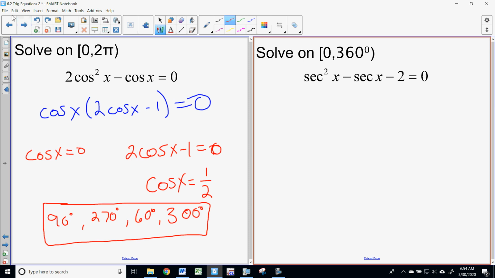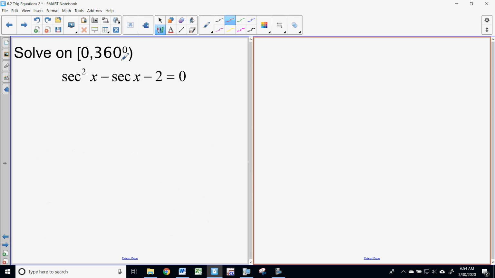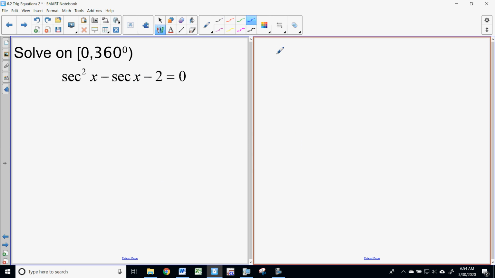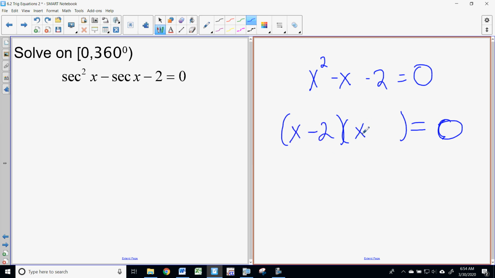So another one. Secant squared minus secant minus 2. Now, the first thing I want to do is think about this in terms of x squared minus x minus 2 equals 0. And we're going to factor it like we did back with quadratics since Algebra 1 days. We're going to get x minus 2, x plus 1.